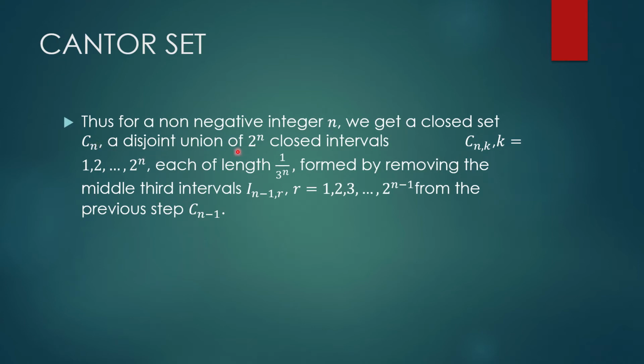Cn is a disjoint union of 2 to the power n closed intervals, namely Cn,k with k running from 1 to 2 to the power n, each of length 1 by 3 to the power n, formed by removing the middle third open interval from each of the 2 to the power n minus 1 intervals of the previous step Cn minus 1. Okay, that is how we get Cn. From the previous step Cn minus 1, we remove the middle open third intervals. Each interval has length 1 upon 3 to the power n, which we have already shown.